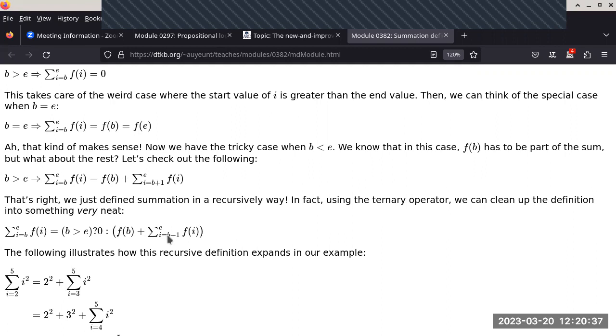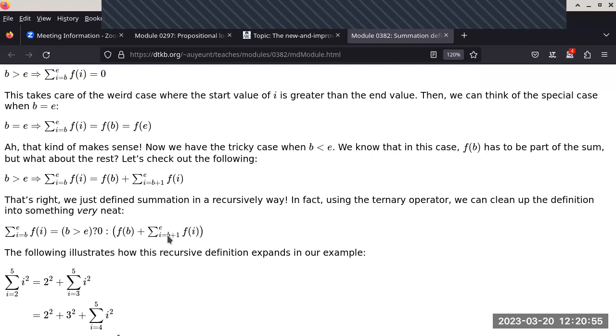All right, so I'm going to pause here and see if there are any questions, up to and including this definition of the sigma notation. Are there any questions? Oh, you good? All right.